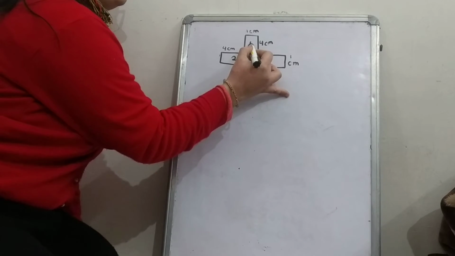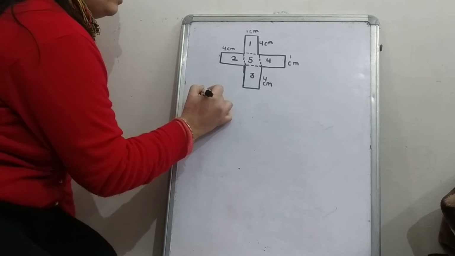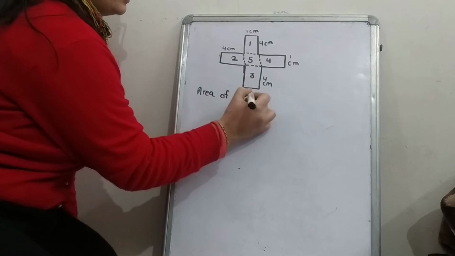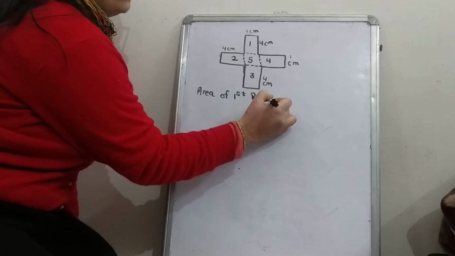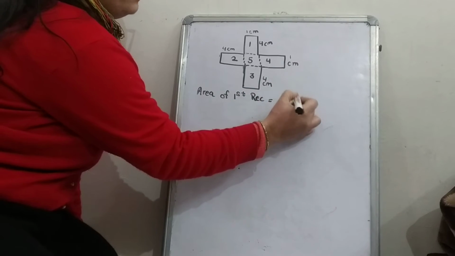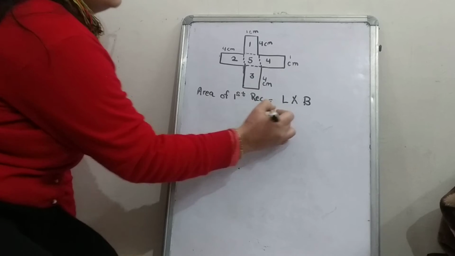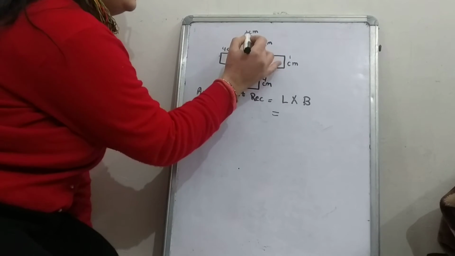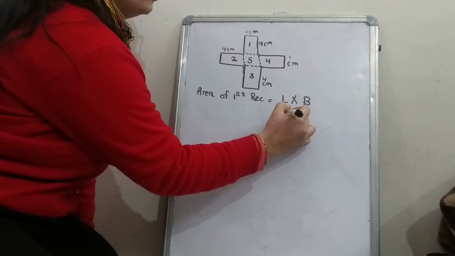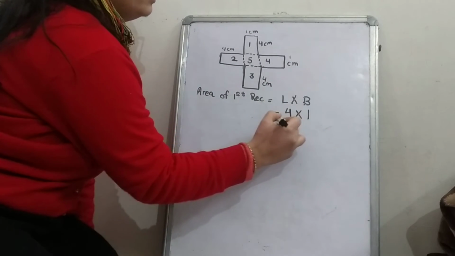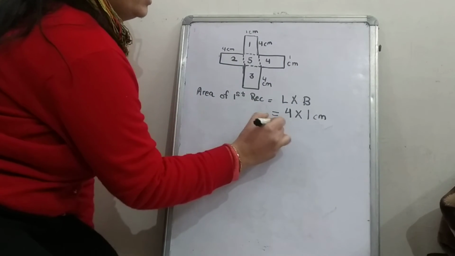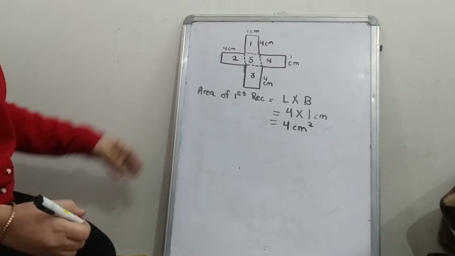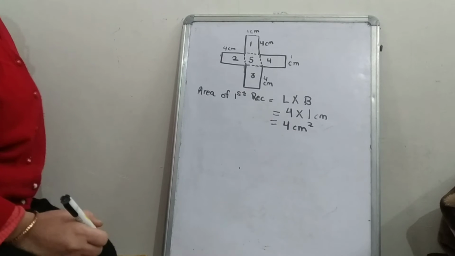Start from the first figure. Area of first rectangle. The formula is length multiplied by breadth. Here the length is 4, it is given, and the breadth is 1. So 4 multiplied by 1 centimeter, it will be 4 centimeter square. The unit of area is centimeter square.